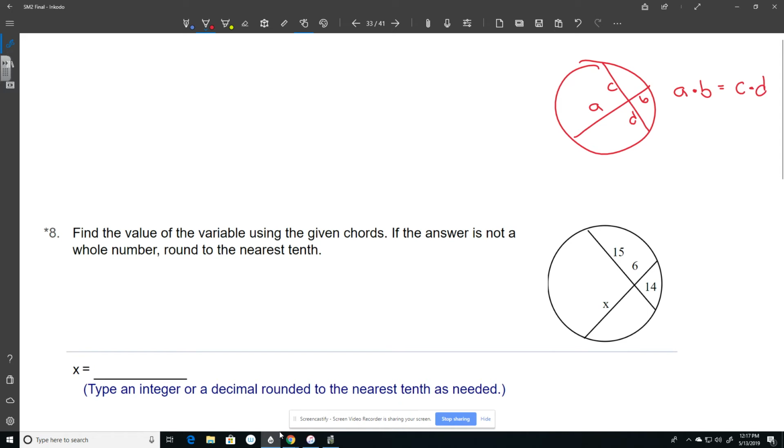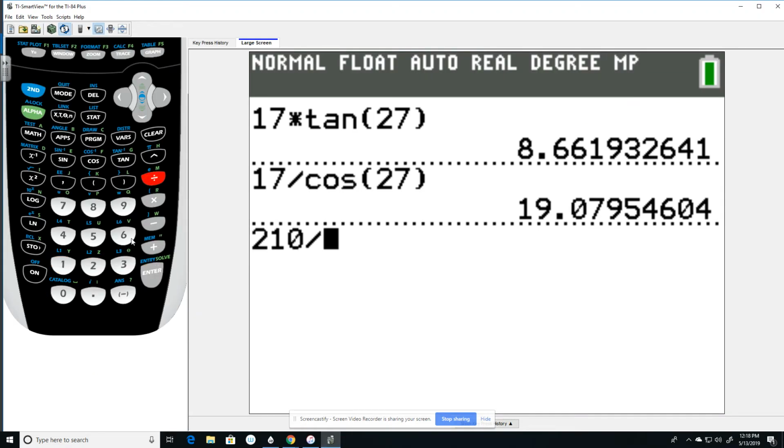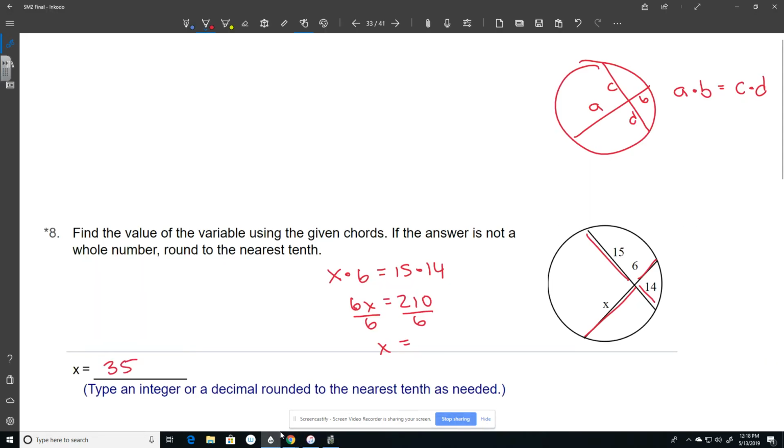So in this case, if I take X and multiply it by the rest of that line, which is 6, that should equal 15 multiplied by 14. So this just becomes 6x is equal to 15 times 14, which is 210. And when I divide by 6, x is going to equal, it wants me to write an integer or a decimal rounded. So if I do 210 divided by 6, I get 35. So I don't need to worry about rounding. X is just 35. And you're done. So again, another formula. As long as you know the formula, the problem shouldn't be too bad.